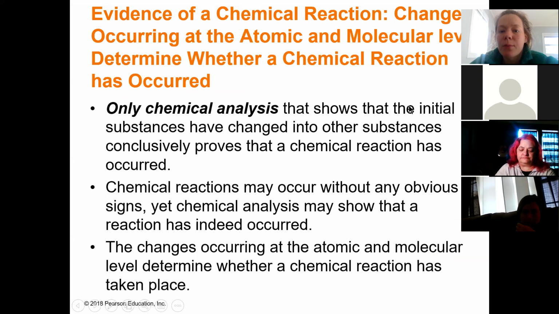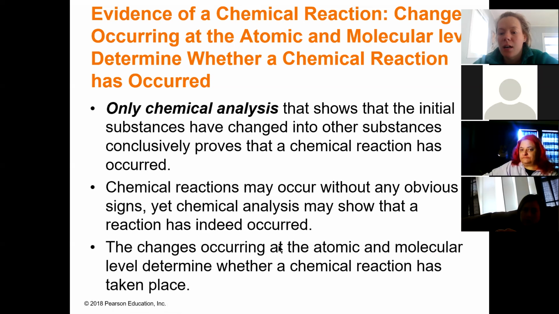As far as if we were to want to fully prove that a chemical reaction has occurred, only a chemical analysis that shows what the initial substances are and the final substances could actually prove that a chemical reaction has occurred. There are sometimes that chemical reactions can occur without any obvious signs. So it doesn't change color, it doesn't produce heat, it doesn't do any of those things, but there is in fact a chemical change that's occurring.